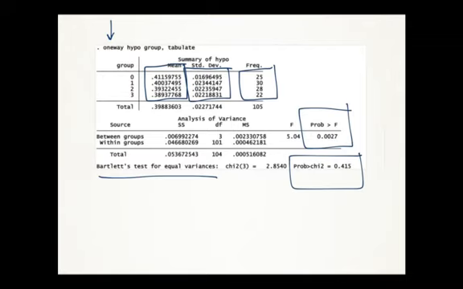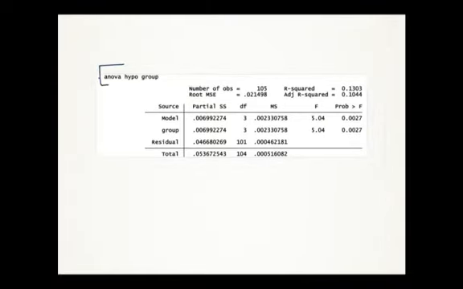There's also an alternative command here. Remember, we used one-way. There's a more general command, which is called ANOVA. So you see, you type in ANOVA, which is the command that you want, then the outcome variable, hypo, then the predictor, which is the group that you're in. And it gives us our ANOVA table, and here's our p-value, 0.0027. Okay?